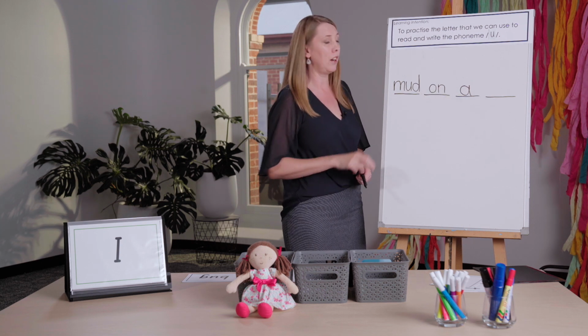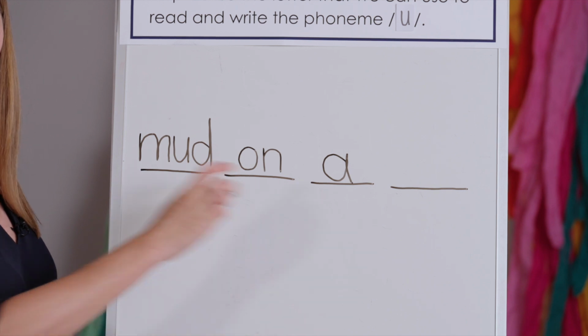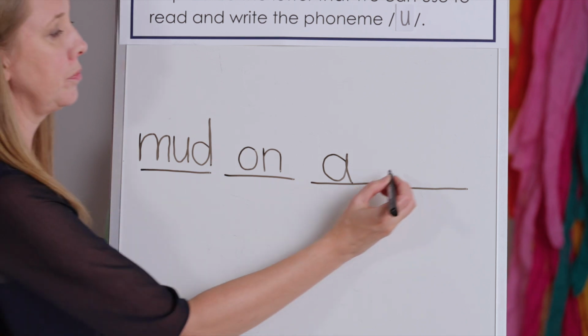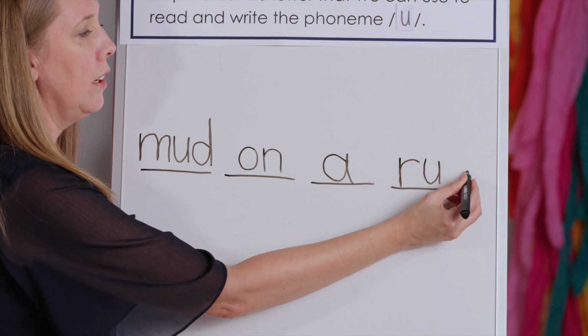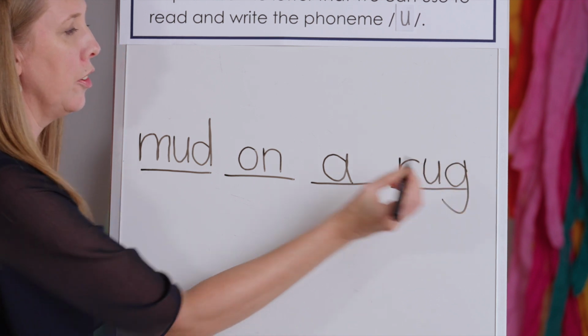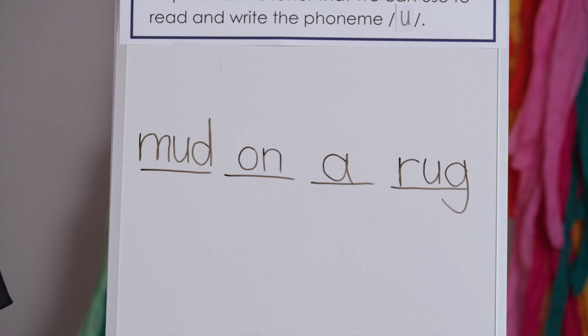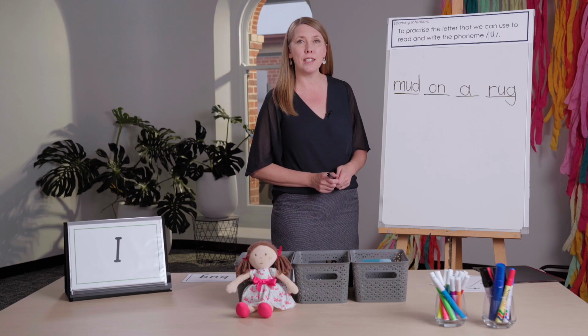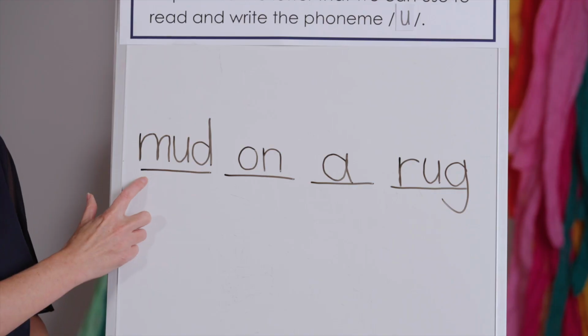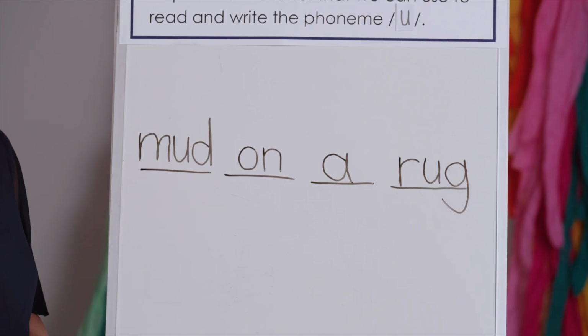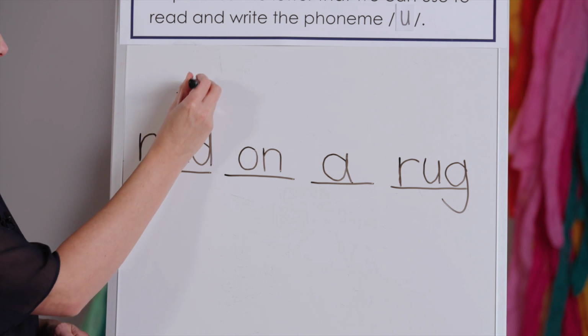Tap the phonemes in rug. R-u-g. Write the word rug on that very last line. R-u-g. Rug. Let's check the words in this sentence. Does your word mud look like mine? M-U-D, mud. If it does, give yourself a tick.